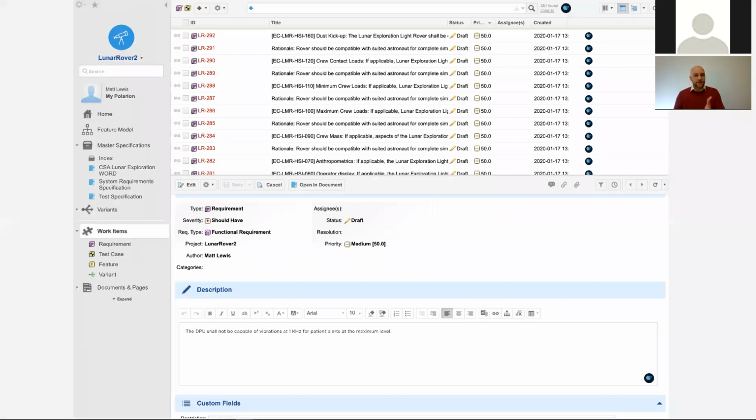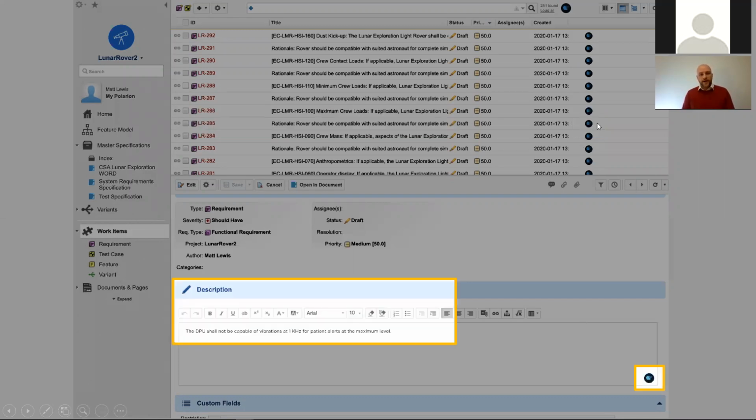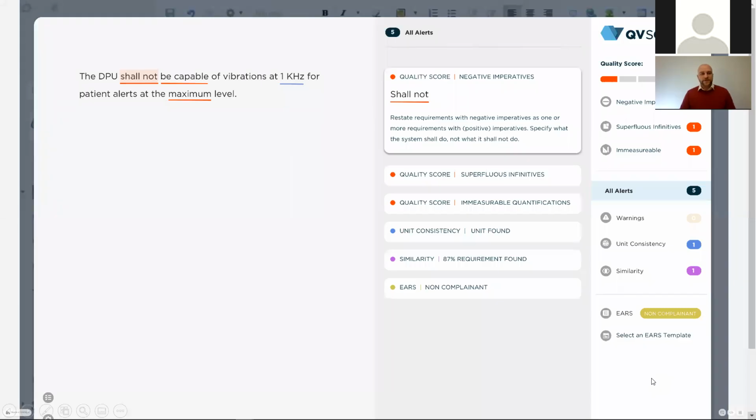Just really quickly, this is Polarian, very similar to the way that DoorsNG is laid out, and JAMA as well. So you have an individual requirement here. We've designed an interface so you can select QVScribe from there or from the description here. This is where in Polarian you'd edit the requirement. We'd insert a QVScribe icon there, and when you click that, it brings up this new interface for QVScribe.